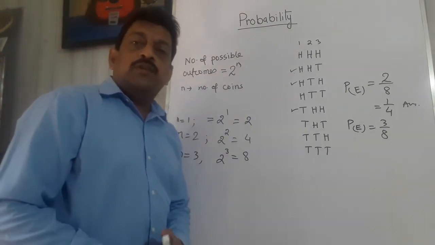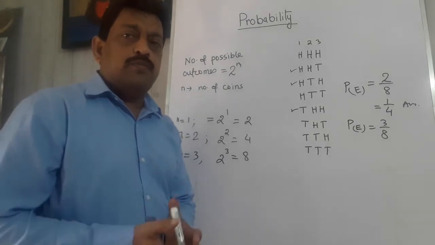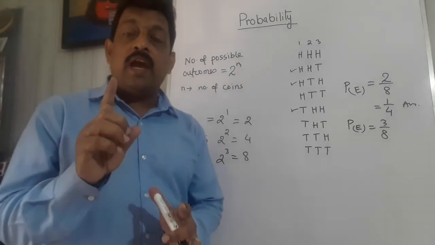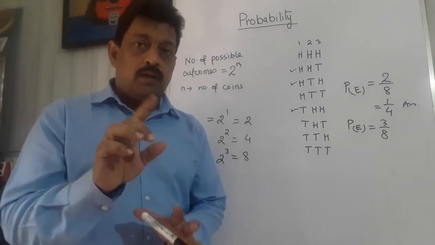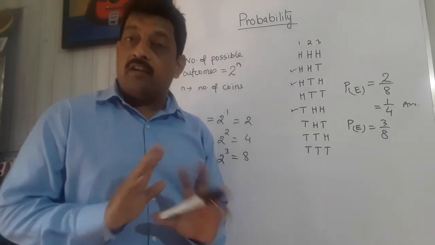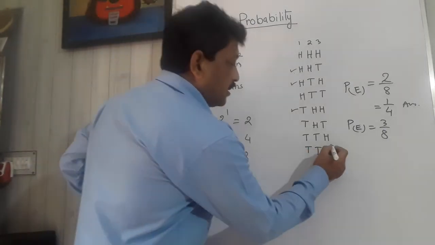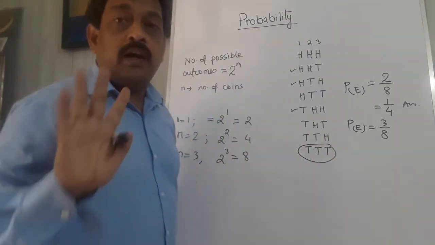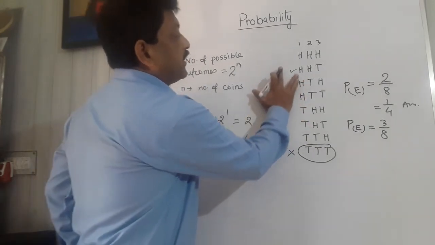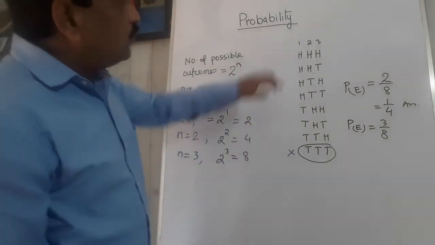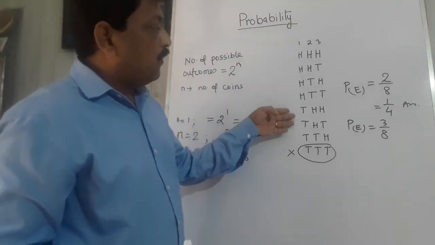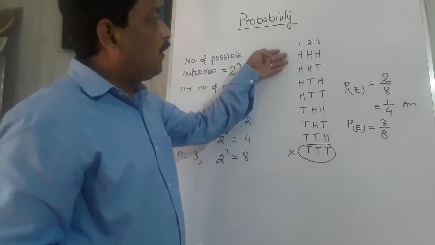Similarly, the question can be changed. What is the probability of getting at least one head? Remember, we have to take at least one head. That means where there is a case of no head, we cannot take that. This is the one where there is no head at all. So this has to be excluded and remaining all we can take. Because if we go through all the outcomes, there is either one head or two heads or three heads.